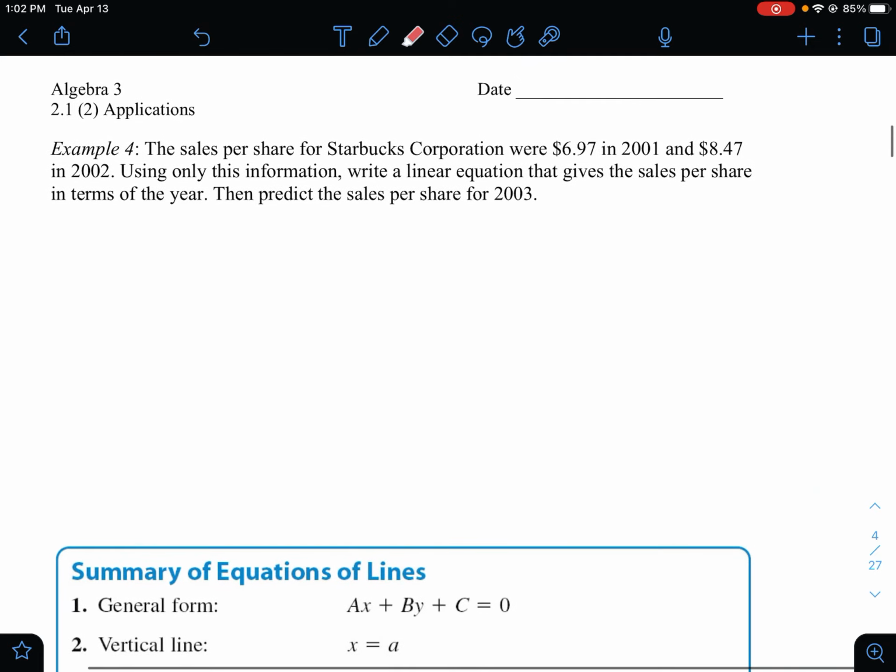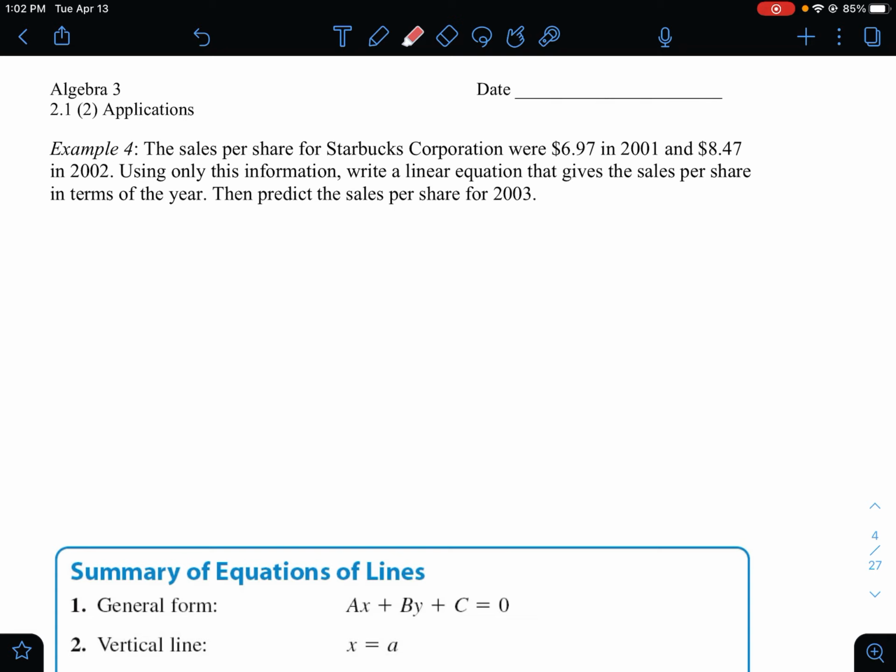All right, so the last one, it says the sales per share for Starbucks Corporation were $6.97 in 2001 and $8.47 in 2002. Using only this information, write a linear equation that gives the sales per share in terms of the year, and then we have to predict the sales per share for 2003.